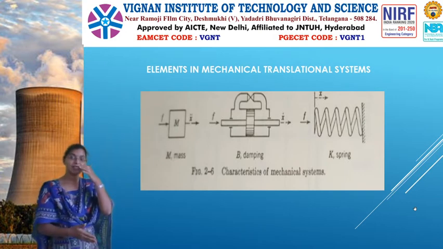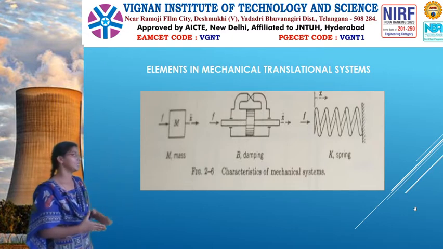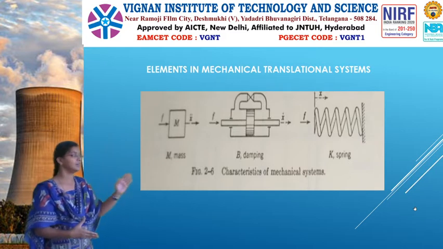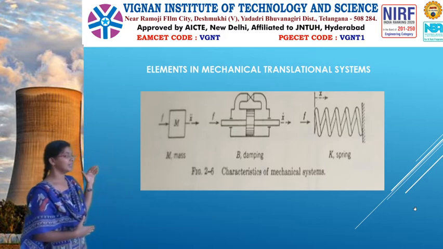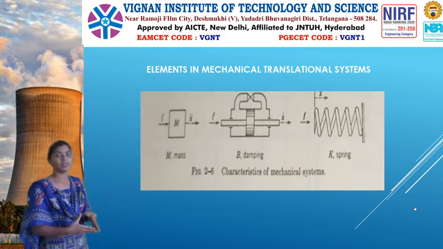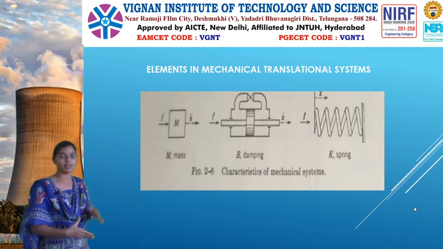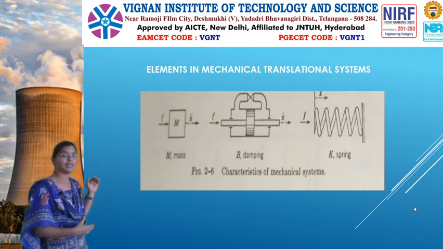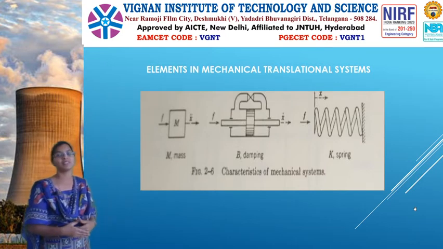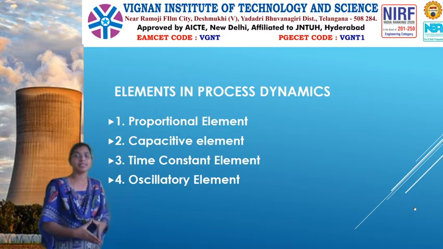Basically, mechanical translation systems are divided into three types: mass, dashpot, and spring. For the three diagrams you see, we are applying force here, and they respond according to a double derivative, a single derivative, or no derivative. The output here is displacement and the input is force. So based upon these mechanical translation systems also, the process dynamics will work out. Next I will look at the different elements in process dynamics.